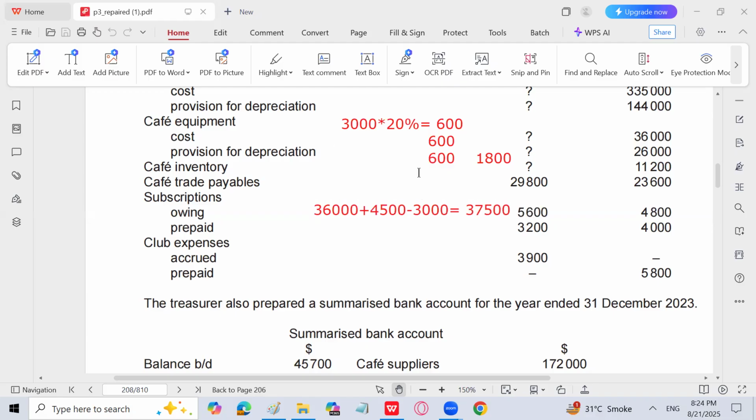Remember this 37,500, I don't need it for now. Why? Because this 37,500 will be shown in the balance sheet.